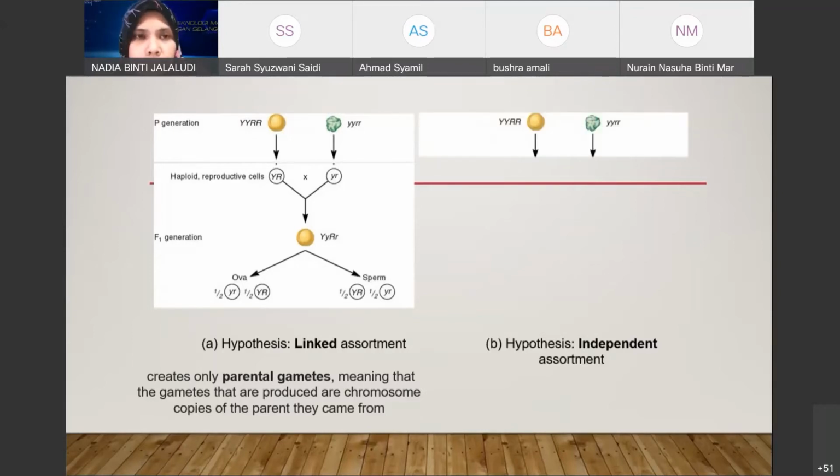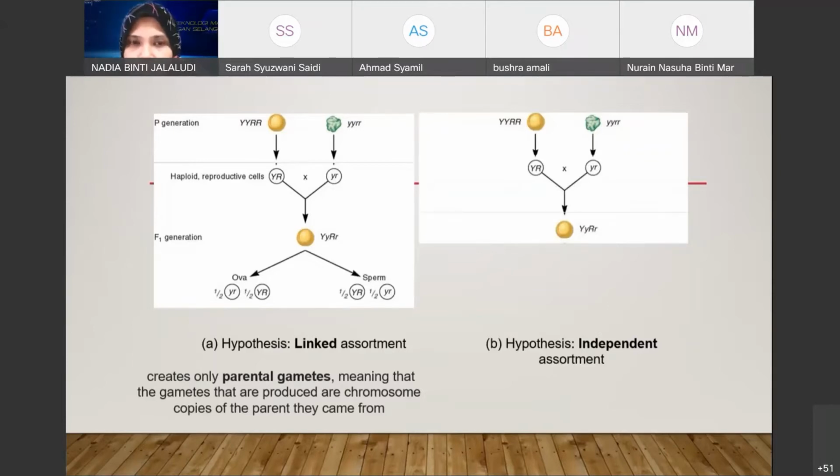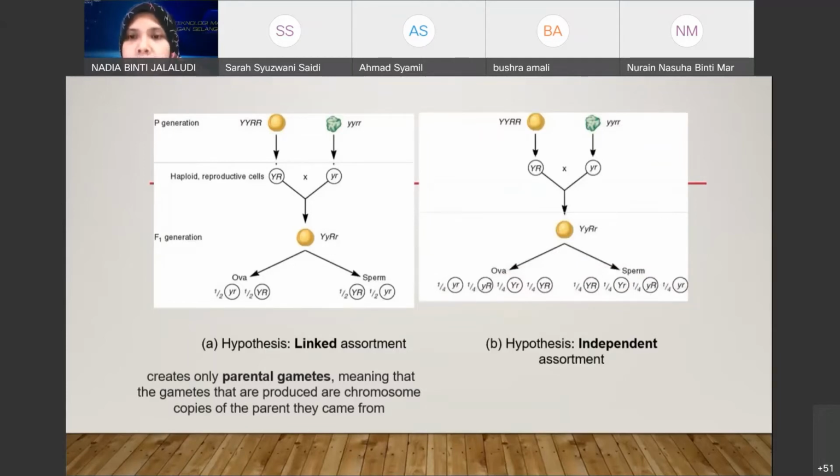Dalam independent assortment ni, the same parent will produce the haploid reproductive cells macam tu lah, yang homozygous dominant dengan homozygous recessive. So F1 generation semua heterozygous. But the difference is that dalam independent assortment ni, dia bukan ikut parent je. Maksudnya yang dekat linked assortment ni, dia punya teori is semua akan ikut parent punya haploid cells. Maknanya dia half Y besar R besar, half lagi Y kecil R kecil.